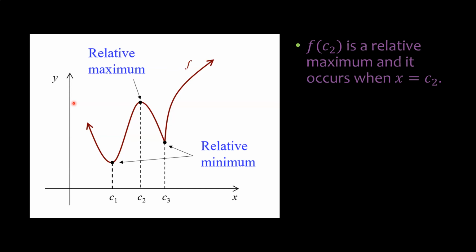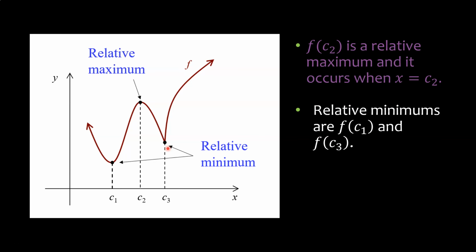The function value is the relative maximum, and it happens where the x value is, right? All right, or we can say at the point C2, f of C2. But I think the main point we want to get at is f of C2, the function value, is the relative maximum. Likewise, f of C1 and f of C3 are your relative minimums over an open interval, say somewhere from here to here. Okay, over this interval here to here.